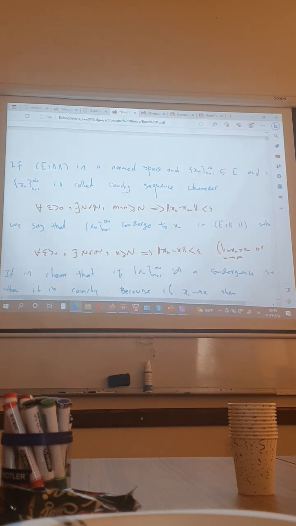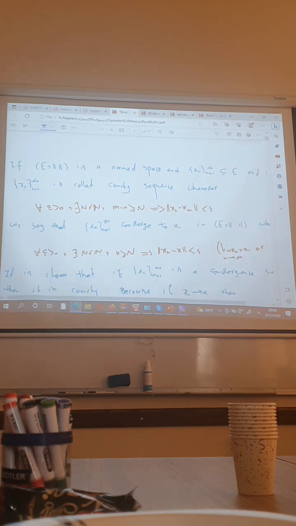It is clear that if xn is a convergent sequence, then it is a Cauchy sequence. It is a very easy practice. Any convergent sequence is a Cauchy sequence. But the converse does not hold in general. A Cauchy sequence is not necessarily a convergent sequence.